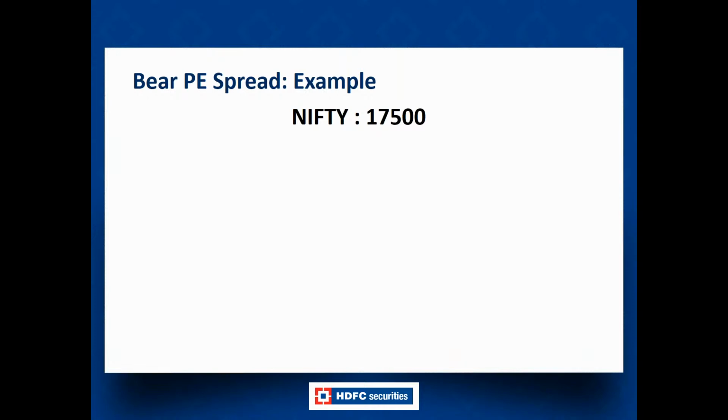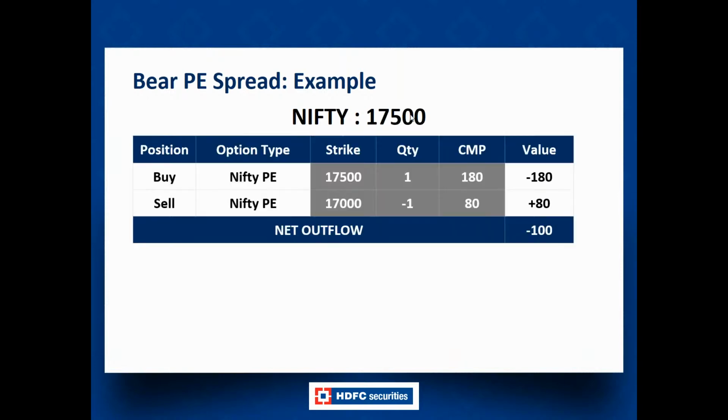So here we have taken an example. Suppose Nifty is floating at 17,500 level. I have a view that the Nifty will go down. So I can go for the 17,500 put option at 180 rupees. Now, if my view goes wrong, I will lose the full 180 rupees as a premium. But to safeguard, I am also selling the 17,000 put option, which is slightly out of the money, at 80 rupees. So net net, from my pocket only 100 rupees would be the loss.